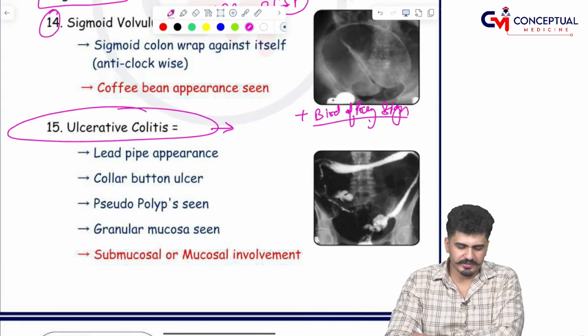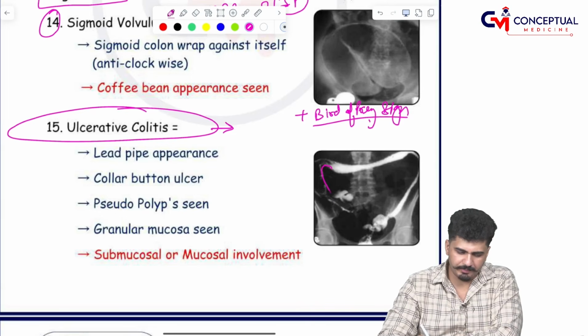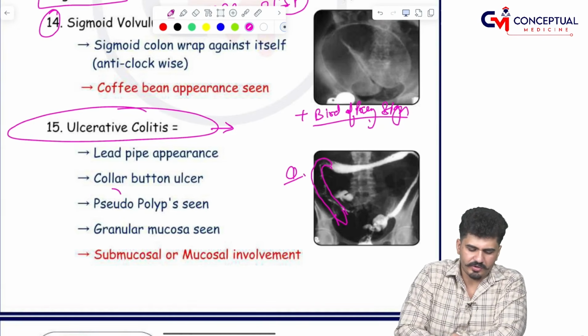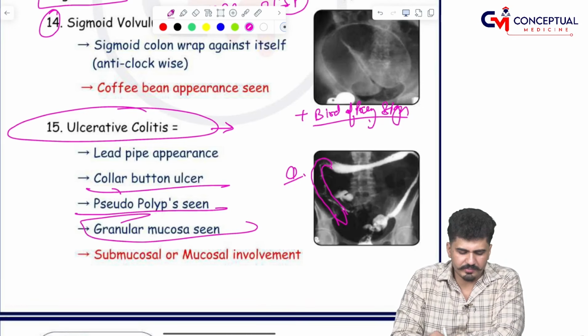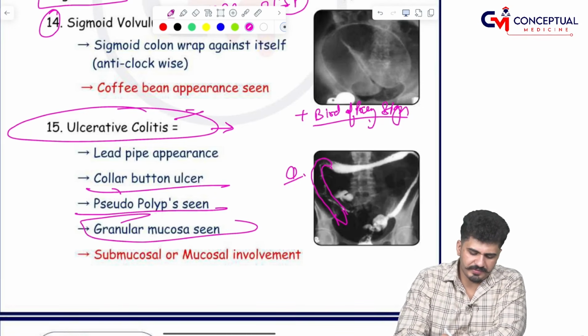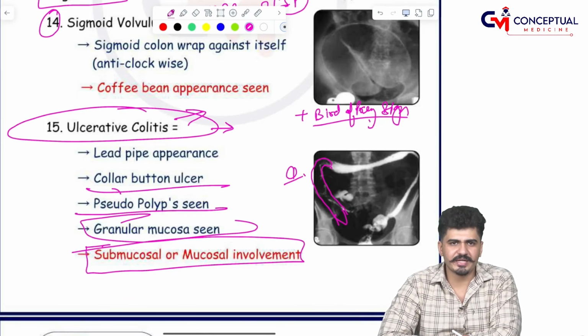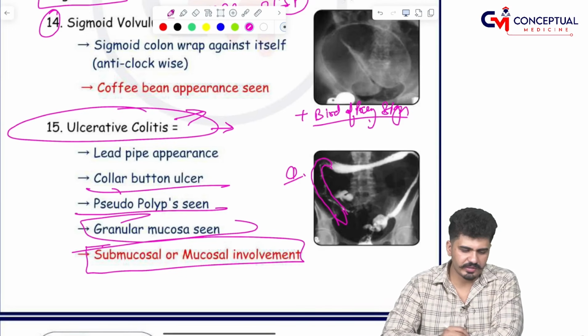Sir, first of all, you will see which sign you are going to see. Here you can appreciate on the right side. This is the lead pipe sign of ulcerative colitis. Others are collar button, pseudopolyps, granular mucosa. Ulcerative means superficial. You can see the mucosa or submucosa is involved. Superficial layers are involved in ulcerative colitis, and the main feature you are going to see is bloody diarrhea. Yes, Tania Firdos has given a correct answer.